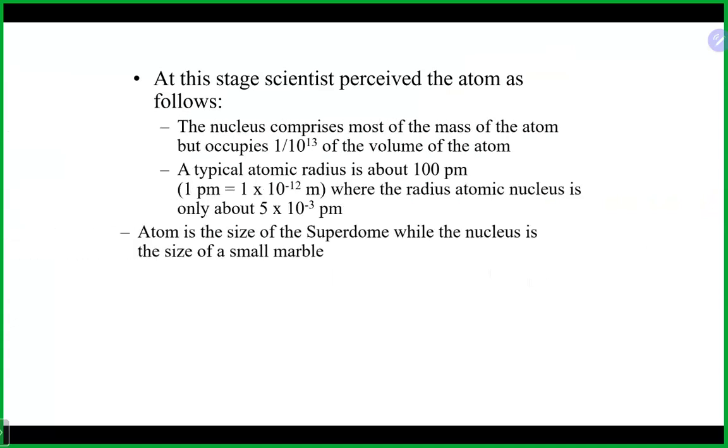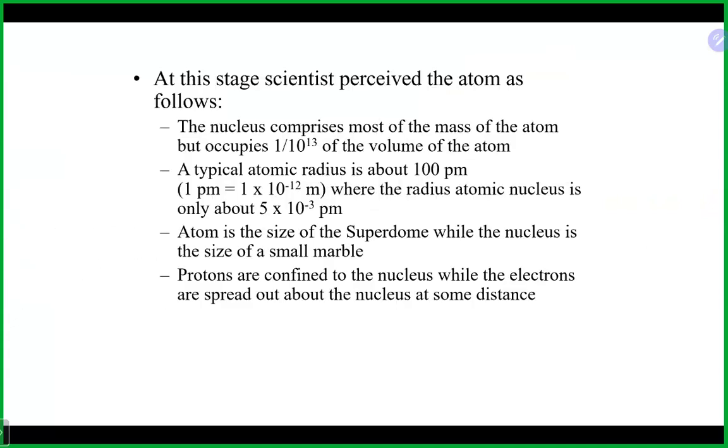Now, at this stage, you could think of the atom as follows. The nucleus comprises most of the mass of the atom, but it is a very small volume. So you could think of the atom, for example, as a big football stadium, like the Superdome. Like any big football stadium, you can think of that as the atom. On the 50-yard line in the middle is a marble, which is the nucleus. So although it is a very small volume of the atom, it does make up most of the mass of it.